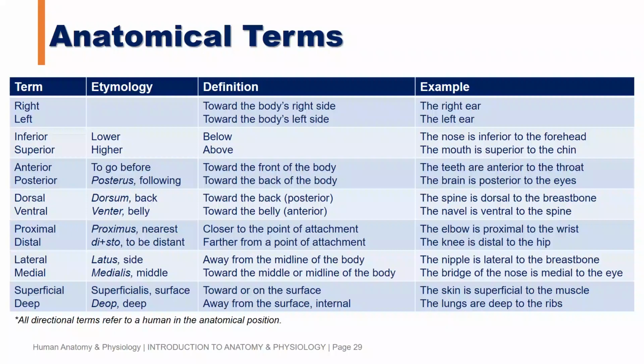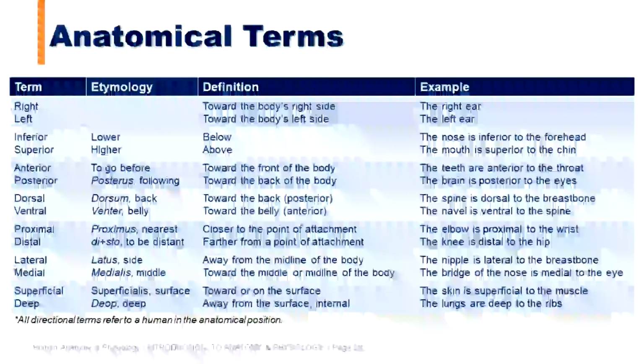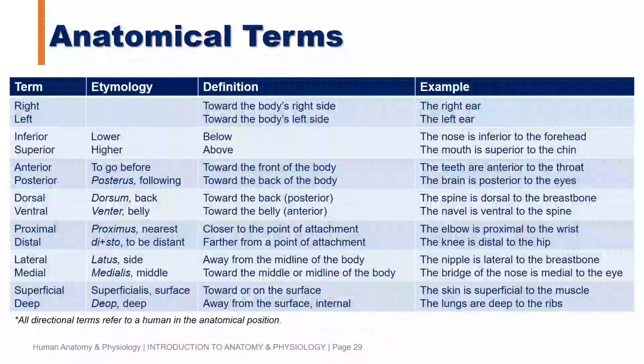Then you have dorsal and ventral from the word dorsum, which literally means the back. And then ventral came from the word venter, which means belly. Dorsal is just another word for posterior, and ventral is another word for anterior. So basically, dorsal is another term that you can use to replace posterior, and ventral is another term that you can use to replace anterior. Okay? So the spine is dorsal to the breastbone, and your navel is ventral to the spine.